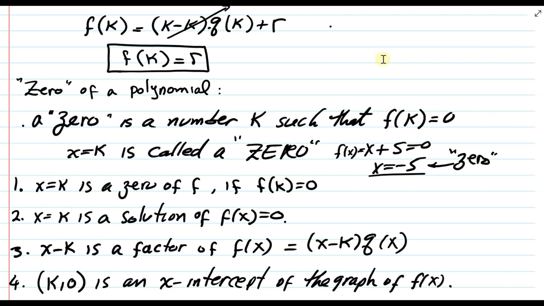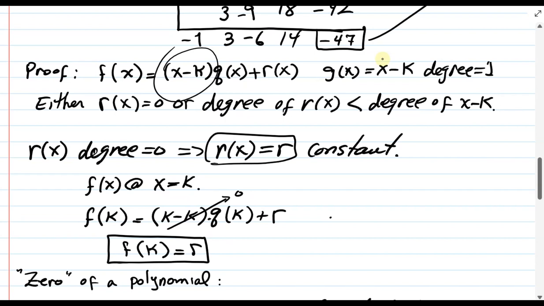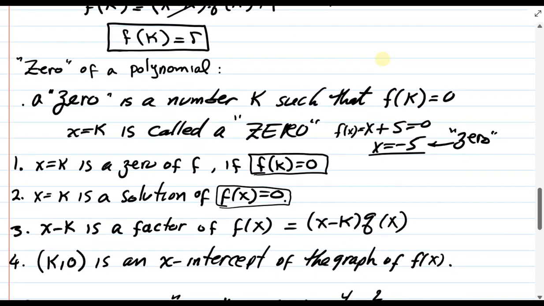Now, in item number 1 here, when we talk about a zero of a polynomial, that means x equal k is a zero. That's the value that gives you 0 for the function. And x equal k is a solution of that equation, actually. Number 3, x minus k is a factor, and we can see that again from up here. This is a factor because it's being multiplied by q of x, the quotient. Also, the point (k, 0) is an x-intercept of the graph of the function.